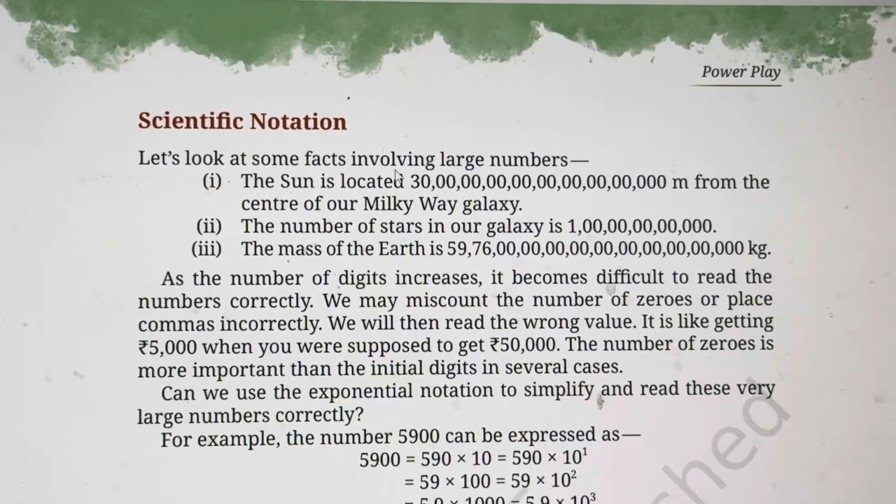So let us look at some facts involving large numbers. You can see the sun is located at 3000000000. Oh my God! How will you read this? This is the distance of the sun from the center of our Milky Way galaxy, right? This is then the number of stars in our galaxy, 1000000. The mass of the Earth is 59760000, some zeros and kg.